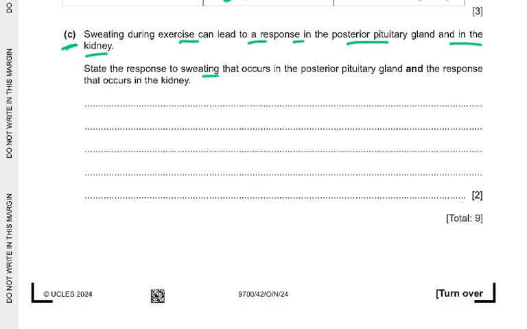And the kidneys will reabsorb more water. Or you can say urine becomes more concentrated, or you can even say lower volume of urine. Or you can give an explanation as more aquaporins added to the membrane in the collecting ducts. So the collecting ducts become more permeable to water.